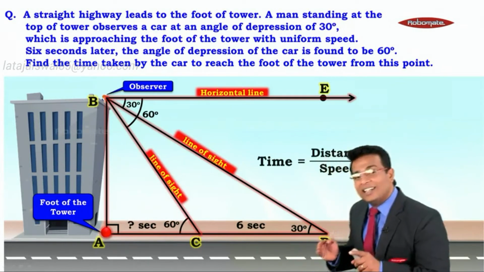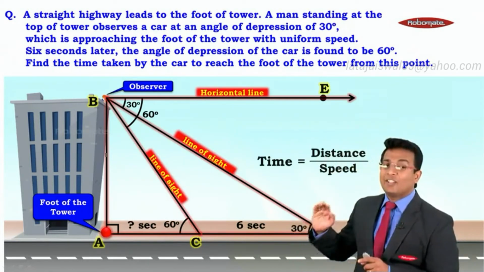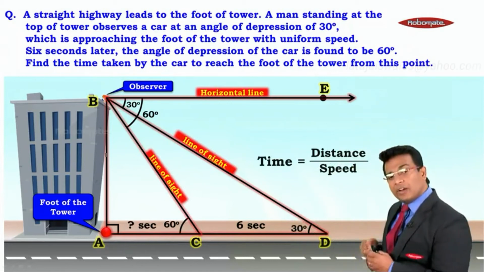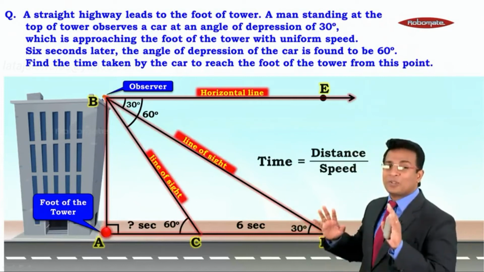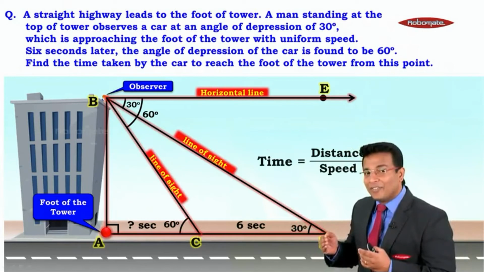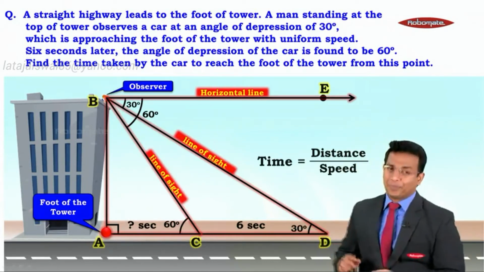So, we need to get that distance from C to A, that is CA, and the speed at which the car has traveled. But remember, the speed at which the car has traveled from D to C and C to A remains the same because the word given was uniform speed. So, if we can get that speed from D to C, that is going to get us the time from C to A. Observe.